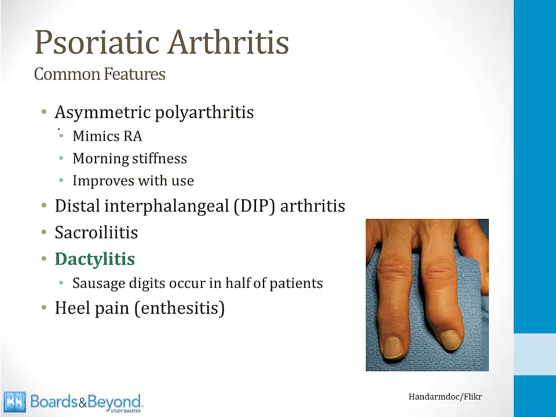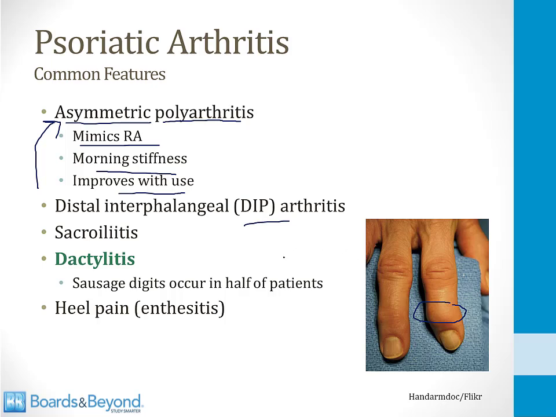So what are the clinical features of psoriatic arthritis? Well, it usually presents as an asymmetric polyarthritis, so it will involve 5 or more joints on one side of the body, and it can mimic rheumatoid arthritis because it often involves the hands, and patients often complain of morning stiffness that improves with use. However, rheumatoid arthritis is classically a bilateral arthritis. This is usually an asymmetric arthritis. A classic joint to be involved in psoriatic arthritis is the distal interphalangeal or DIP joint. So shown on the screen here is a person with swelling of their DIP joint. That's a classic joint to be involved in psoriatic arthritis.